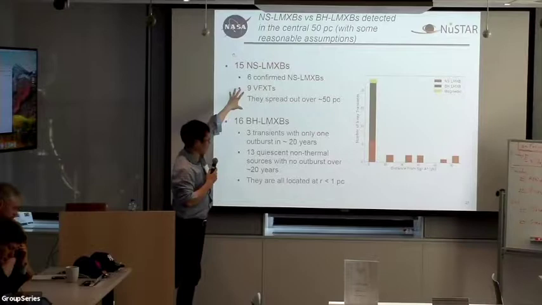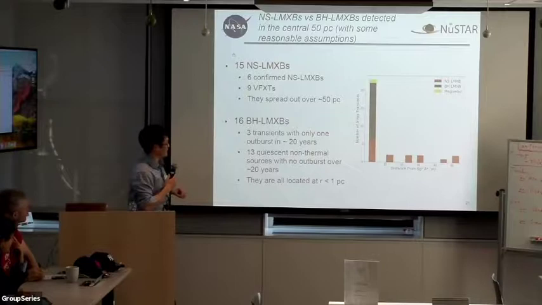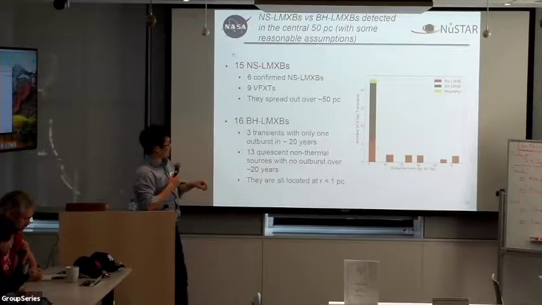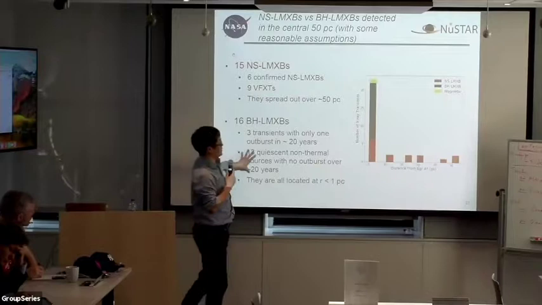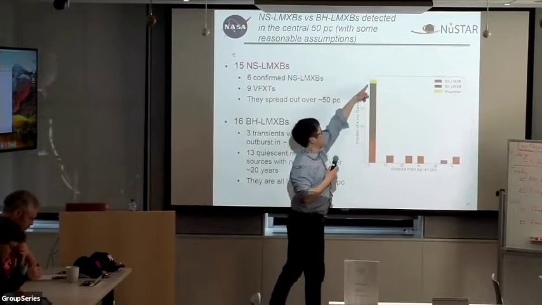And going back to my Chandra source analysis, like I said, there are 13 quasi non-thermal sources, but they never outbursted over the last 20 years. Based on the information I talked about, I would speculate these are also black hole MXBs. And they're all sitting inside 1 parsec. So there's a spike here in black, and there's 1 magnetar.